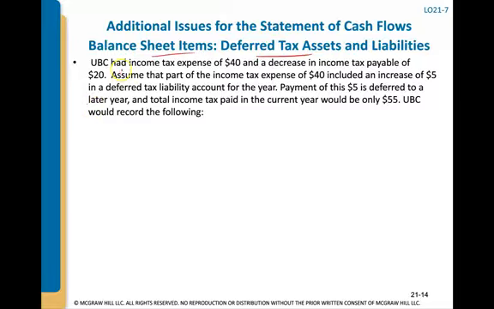So here's an example. UBC had income tax expense of $40 and a decrease in income tax payable of $20. Assume that part of the income tax expense of $40 included an increase of $5 in the deferred tax liability account for the year, which means that payment of this $5 is deferred to a later year, and the total income tax paid in the current year would only be $55.